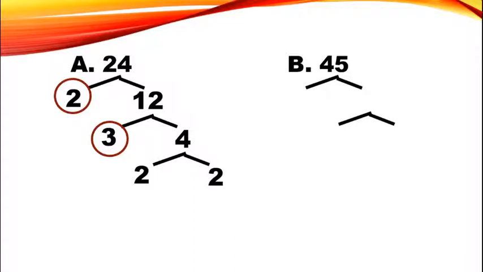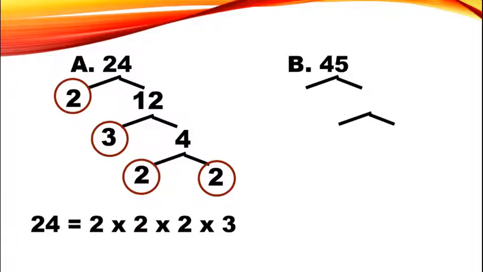So 2's are prime numbers, so we will encircle them. So what is the prime factorization of 24? That would be 2 times 2 times 2 times 3. Because there are three 2's in the factor tree, we write 3 times with the number 2, multiplied by the third number, 3.